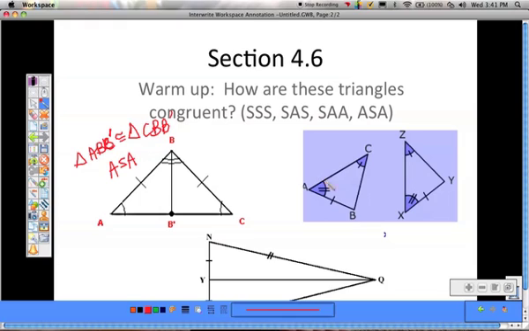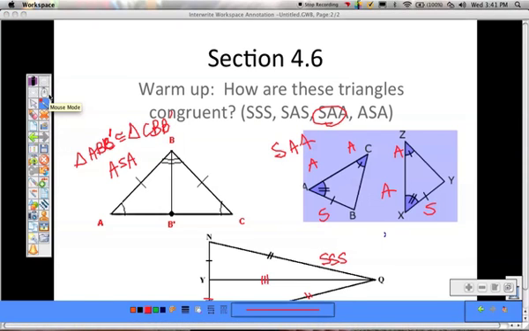Let's look at the next one. The next one we have angle, angle, side, angle, angle, side. So by side, angle, angle, these two triangles are congruent. And the last one I kind of cut off right here, but notice what they share. They share a side, and these sides are the same and these are the same. So by side, side, side, the triangles are congruent. Okay, so those are the four that work.